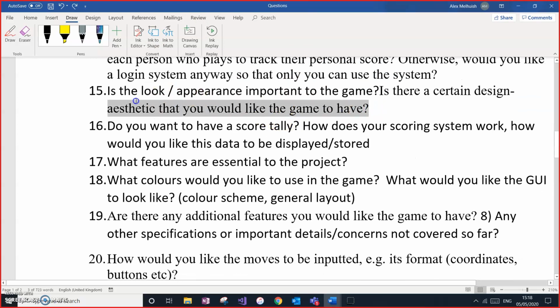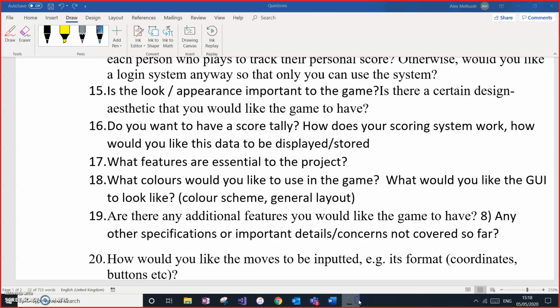Another really good standard question to ask here is on the appearance and the look of the game. Another question that was asked was about the appearance of the game, and is there a certain design aesthetic that you would like the game to have? On that particular question, I'm going to be quite flexible. It might well be that your client for your real project will have very strict requirements about the appearance of the program that you create and the interface that's designed, in terms of the color scheme and the fonts that are used.